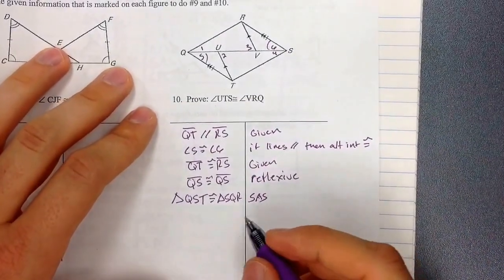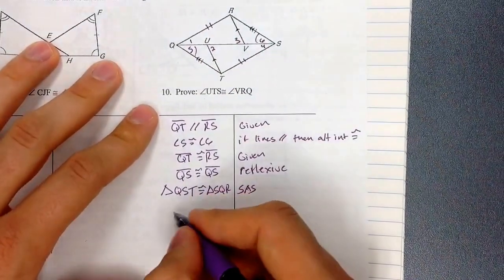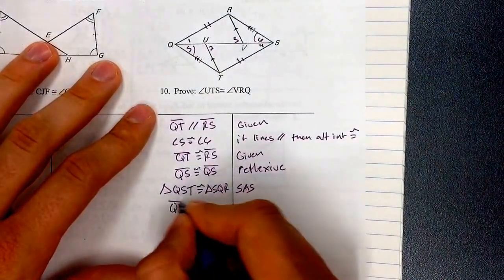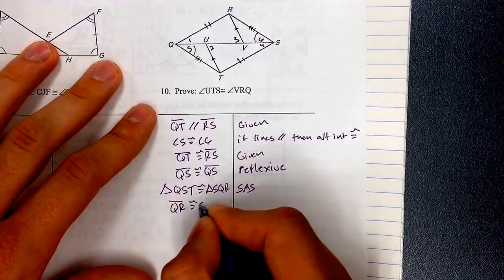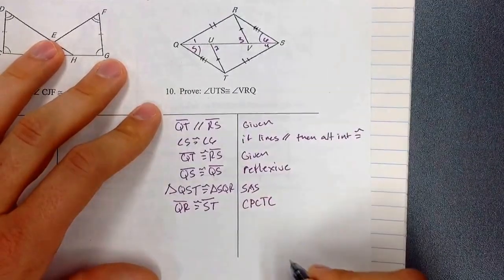At this point, I'm going to start ripping things off that I want. I want this side because I need a side to be congruent on my medium triangles. So I'm going to call out QR and ST. So CP/CTC on that one.